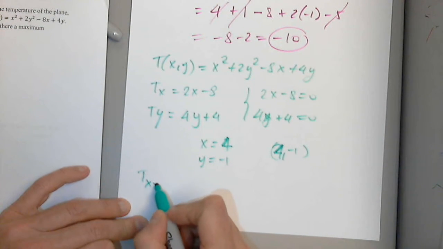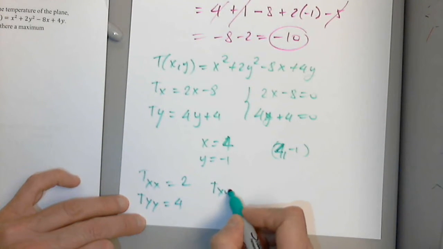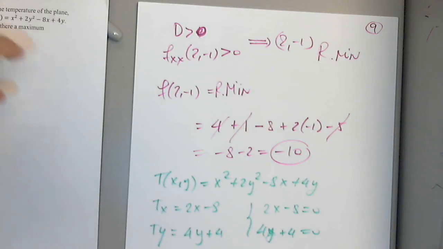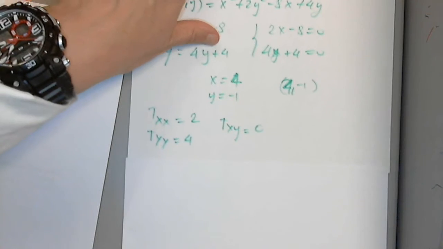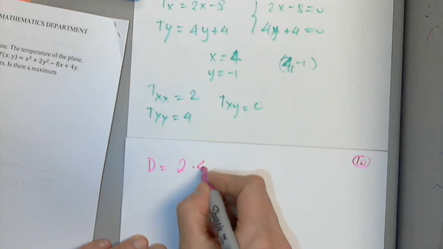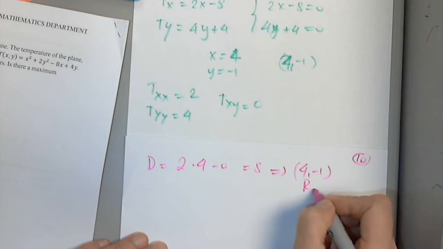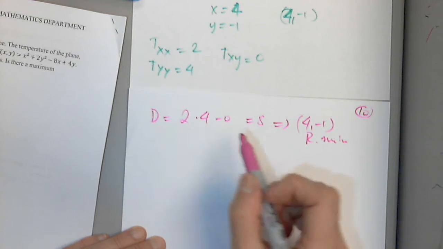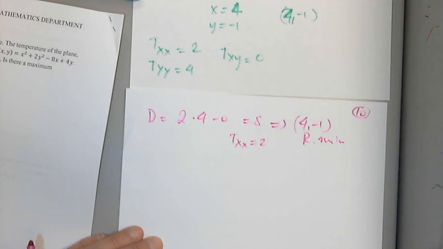So now I want to determine txx, which is 2. I need to determine tyy, which is 4, and txy, which luckily is 0. So now all I have to do is determine d. When I get d, I get 2 times 4 minus 0 again, so this is 8. So this implies that 4 comma -1 is a relative min, because txx is positive. Same situation.